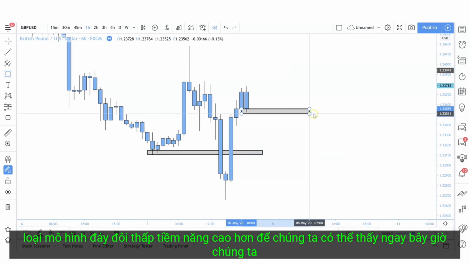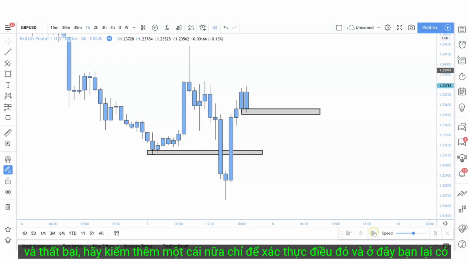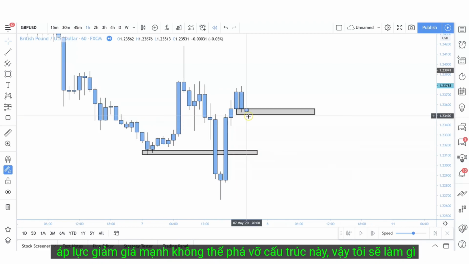So we can see now we have 2 hours worth of information of price attempting to break the structure and failing. Let's get one more just to validate that, and here you have it again. Price, strong bearish pressure, failing to break this structure. So what am I going to do?